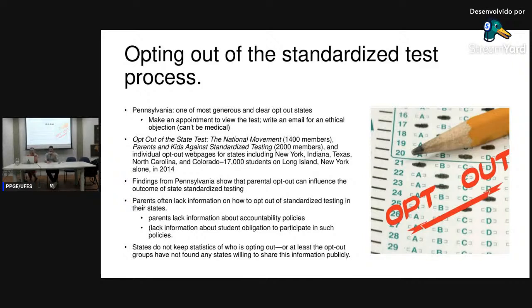So they have to know that their kid is not going to get in trouble for doing this, that they have the right to excuse their child. And that really depends. It's very different state by state. The laws are very different.